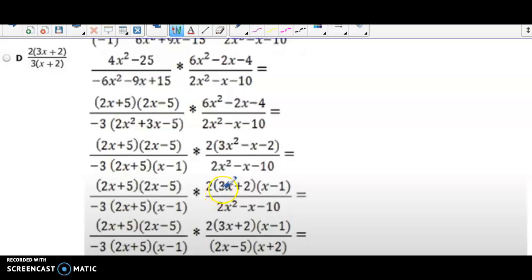So let's look at the denominator here. I can take that out and make it 2x minus 5 and x plus 2. So I've got everything factored out in lowest terms.